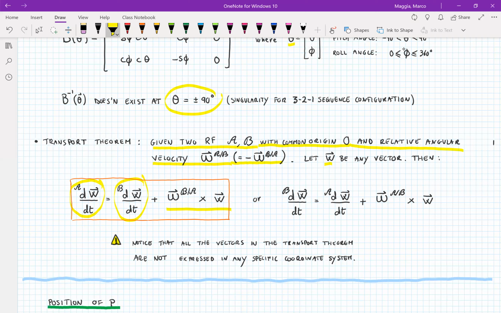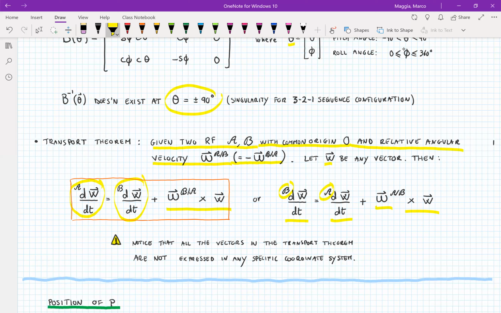Of course you see that since there's no particular reason to put A before B, then we can also write down the time derivative of W with respect to the B reference frame is equal to the time derivative of W itself with respect to A, plus now the angular velocity of A with respect to B, cross product the vector W itself.